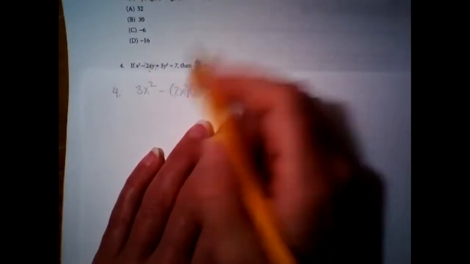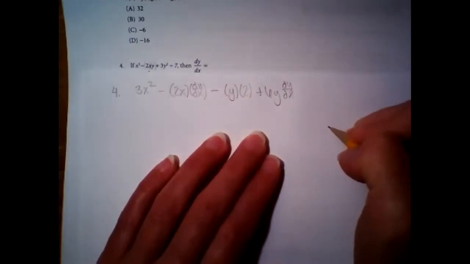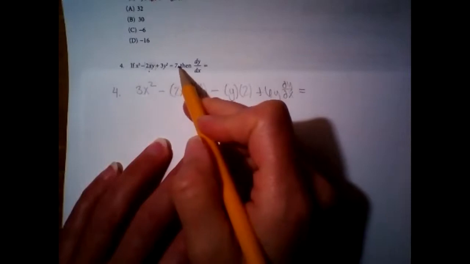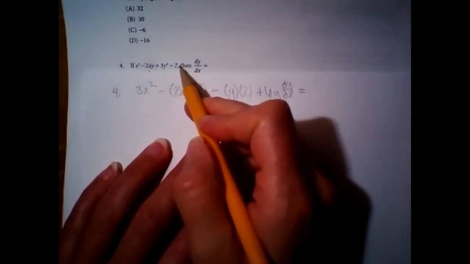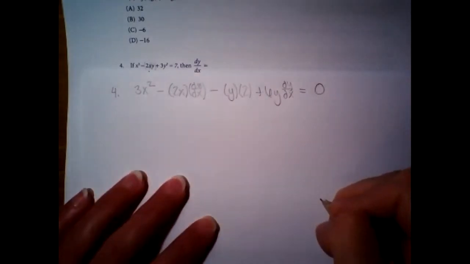Plus, now this would be 6y dy/dx. Again, every time you do a derivative of y, you have to chain on dy/dx. And then the most common mistake here is people will write equals 7. And I get why that happens. But remember, you're doing a derivative, and the derivative of a constant is 0.